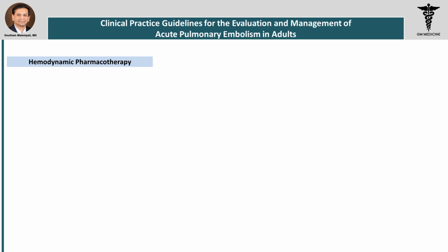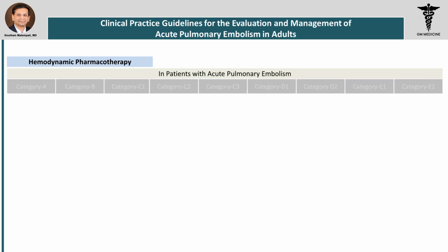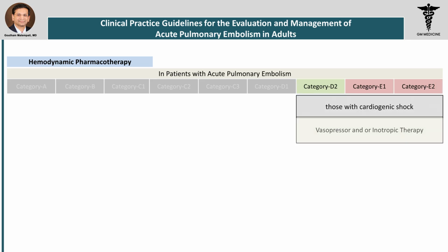Hemodynamic pharmacotherapy. In patients with acute pulmonary embolism in categories D2 through E2, those with cardiogenic shock, initiate vasopressor and/or inotropic therapy. It is a class 1 recommendation.